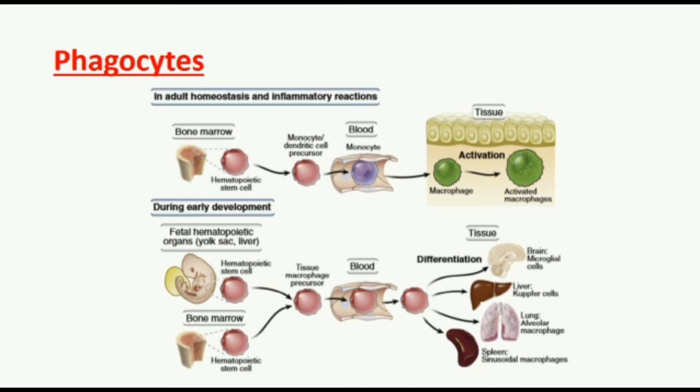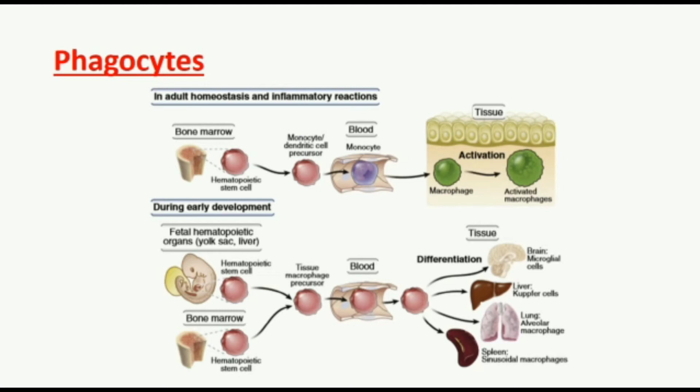There are also some other kinds of cells like dendritic cells, mast cells, and innate lymphoid cells like natural killer cells and helper T cells. This image shows how those cells are born and differentiate according to the place where they enter. Here, all the cells are born in bone marrow as hematopoietic stem cells and differentiate into monocytes or dendritic cell precursors. Then they enter the blood and differentiate as monocytes. When they enter the body tissues, they become macrophages.